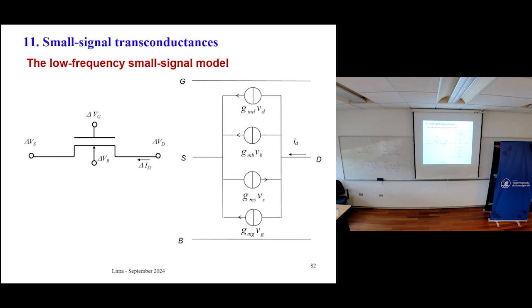In fact, a long channel doesn't exist. This is a fictional picture that we use to introduce the model. And after that, we must introduce short channel effects. All transistors have short channel effects, but depending on the problem that you are dealing with, you use or you don't use this short channel parameter. Okay, but up to now, this is for a hypothetical long channel device.